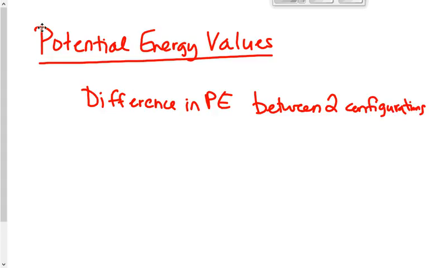Because remember, we said that the potential energy was associated with a system of objects that had a particular arrangement. So at the end of the last one, where we were talking about a block being a certain height above the table, when we talk about the potential energy of the block, we're actually talking about the potential energy of the Earth-block system.